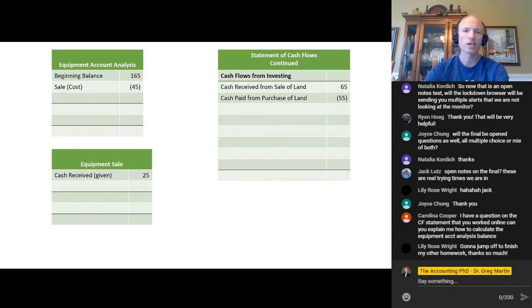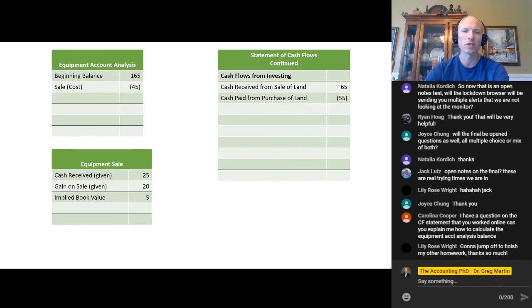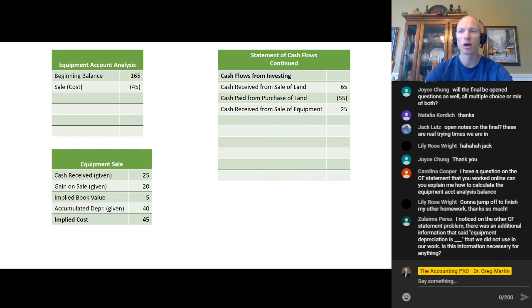So the cash that they received was $25, and then we had a gain on the sale of $20. That information together tells us that the book value of the equipment we sold must have been $5. If we received $25 cash and there's a gain of $20, the book value must have been $5 when it was sold. Given that there's accumulated depreciation of $40, the cost of the equipment must have been $45. When you talk about the equipment account, remember everything inside of that account is based on cost. So when we sell equipment, it's going to reflect the cost, not the other one.